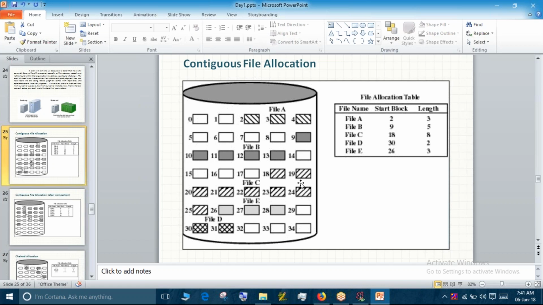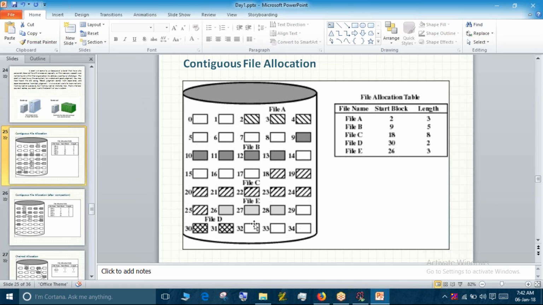Absolutely not possible, because overall, if you see this entire storage, we have more than 5 blocks empty. I'm talking empty. But 5 blocks continuously we don't have anywhere. You take 5, 6, 7, 8. We have continuously 4 blocks, but we don't have 5. 14, 15, 16, 17, 26, 27, 28, 29.